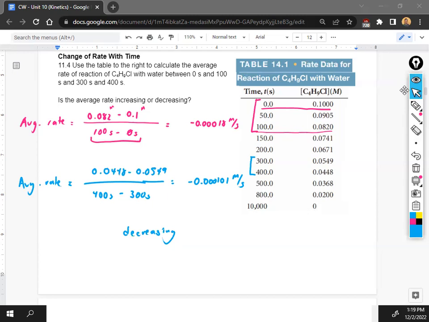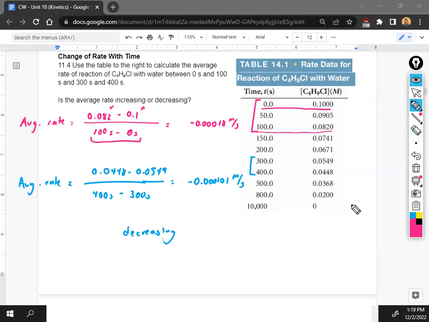Does anyone want to take a guess at why the disappearance rate slows down later on? Well, I'm guessing as there's less and less things to react with, the reactants are disappearing. Yes, and there's less and less reactions.